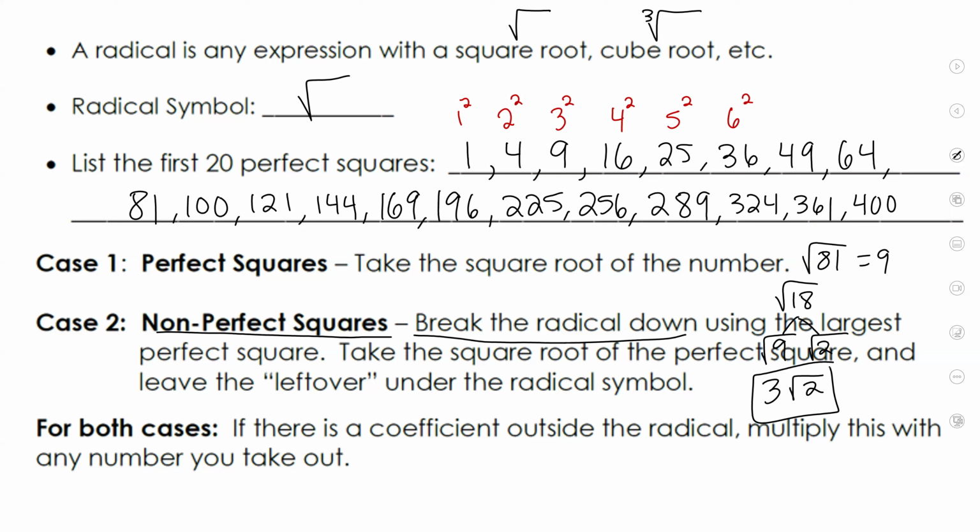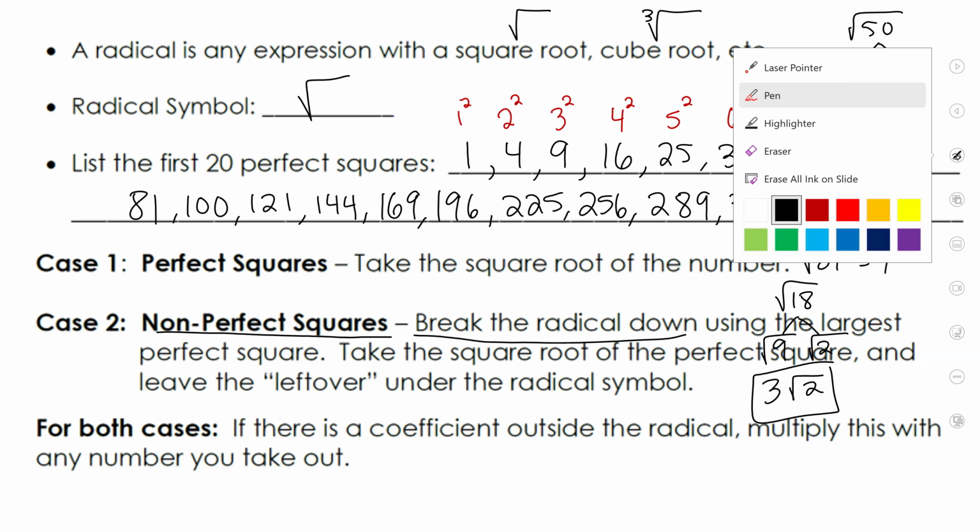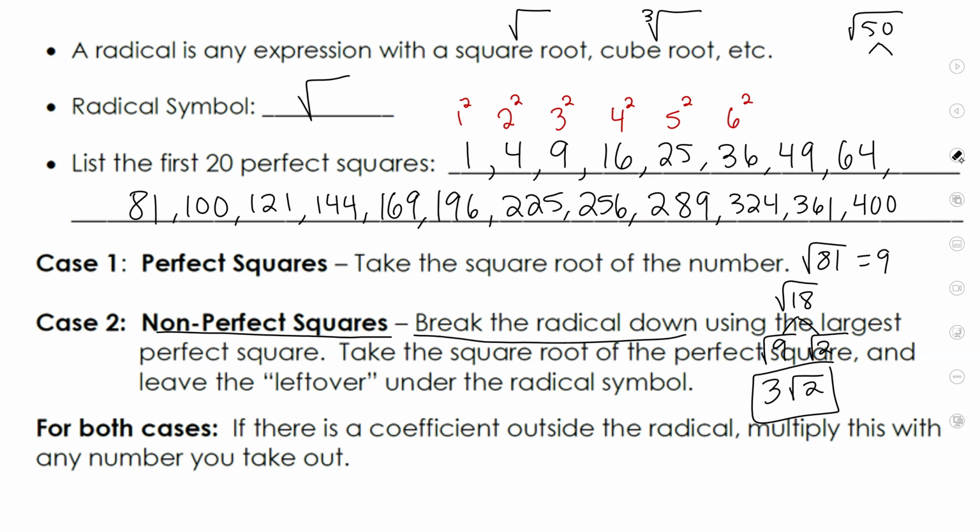For example, let's do 50. What two numbers multiply to 50? Okay, 5 and 10 works. Let's do a different one though. Can y'all give me another one? Yeah, let's do that one because I know the square root of 25. That's just 5. So your answer will be 5 square roots of 2. That's how you would break these down.